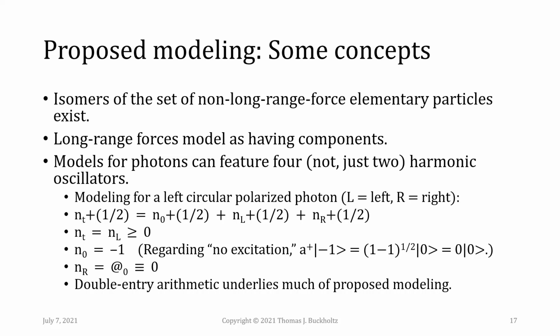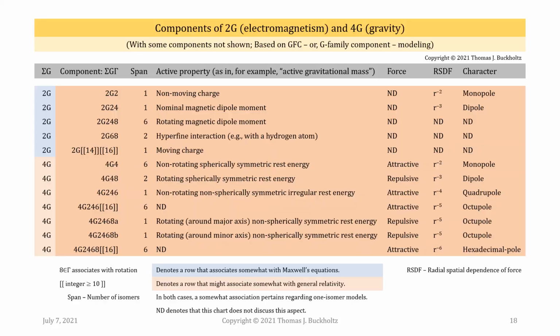Extant modeling uses 2 harmonic oscillators to model a photon. Extant modeling tends to associate with 4 dimensions, 3 spatial and 1 temporal. Proposed modeling suggests 4 oscillator modeling for a photon. Here, in line with extant modeling, the third spatial oscillator cannot excite. This 4 oscillator modeling provides a starting point for developing much proposed modeling, including the notion of double-entry arithmetic.